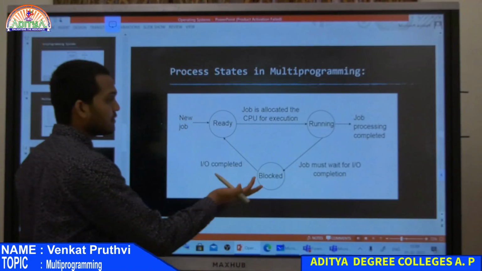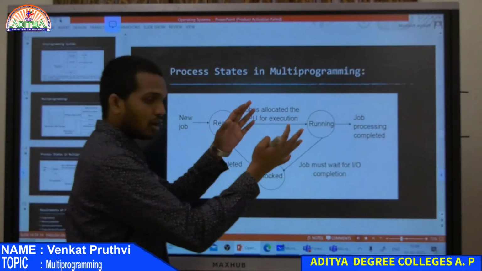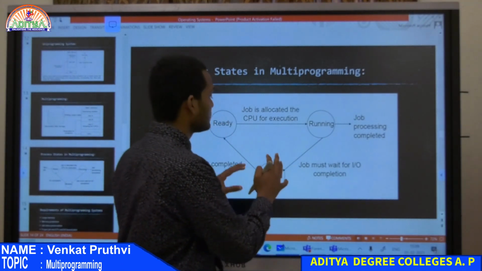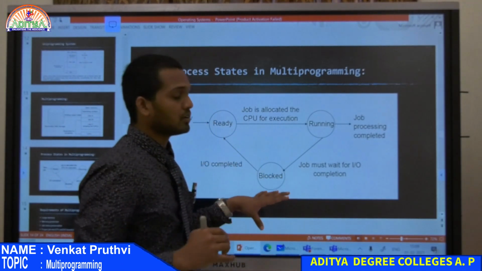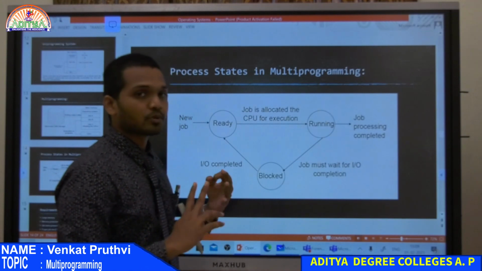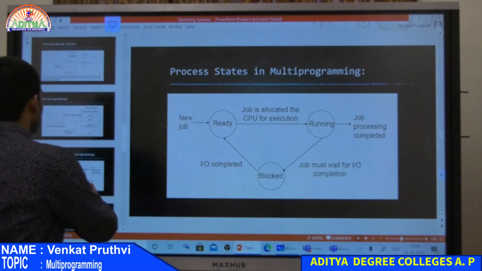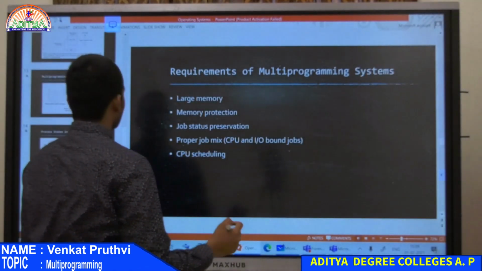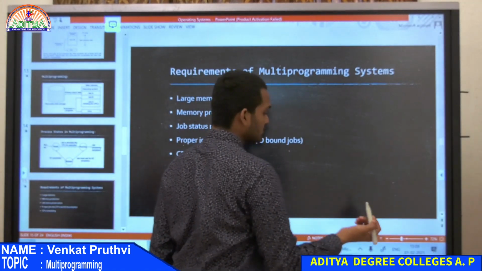That is the reason we put all the processes, whatever they are, in the block state when some other process is using either the input, output, or secondary storage. So this is about the process states in operating system.